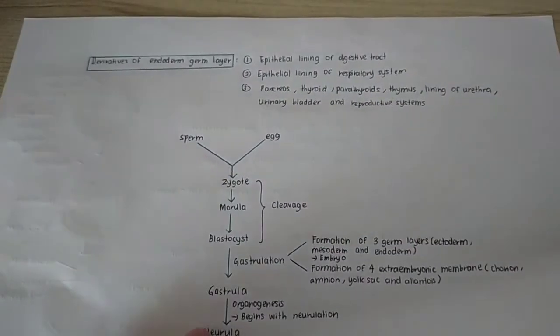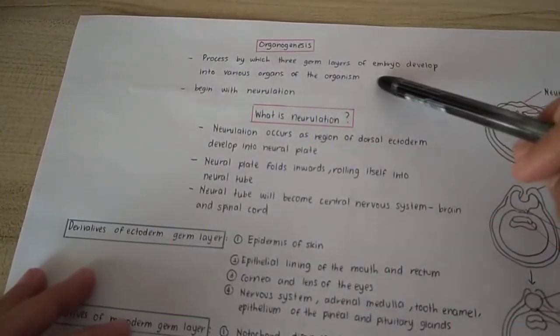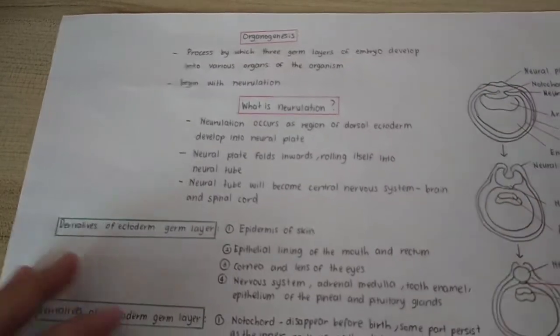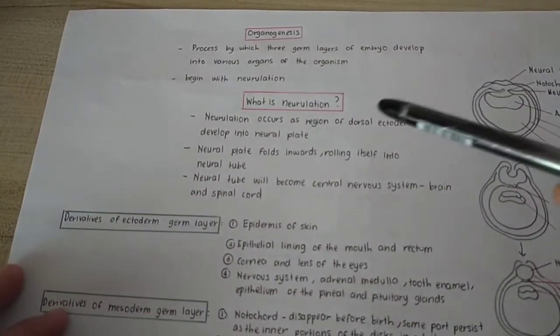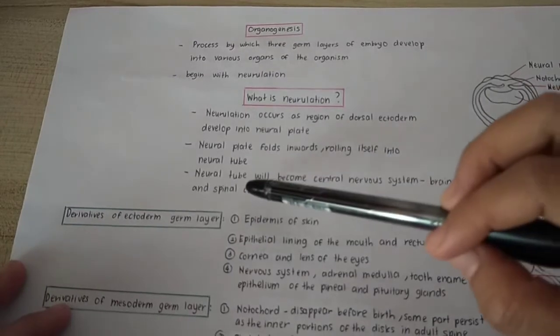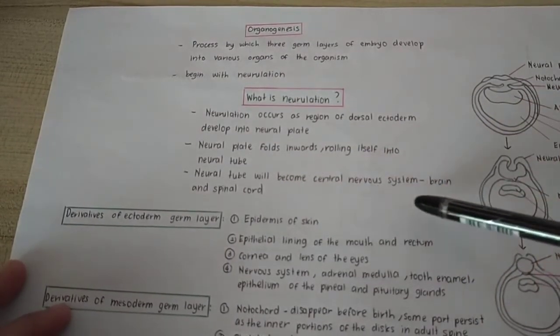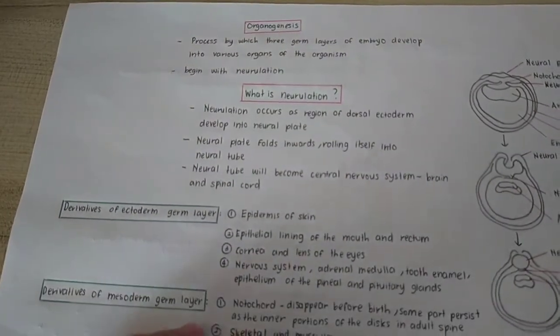Okay, so remember, what is organogenesis? It is the process by which the 3 germ layers of the embryo develop into various organs of the organism, and it will begin with neurulation. So neurulation means the development, or we can say, okay, what happened to the neural tube? It will become the central nervous system, which consists of the brain and spinal cord.